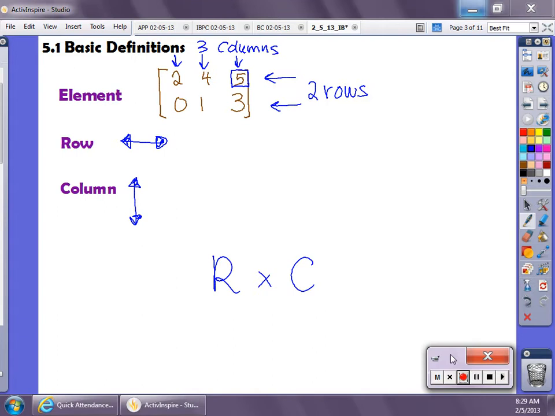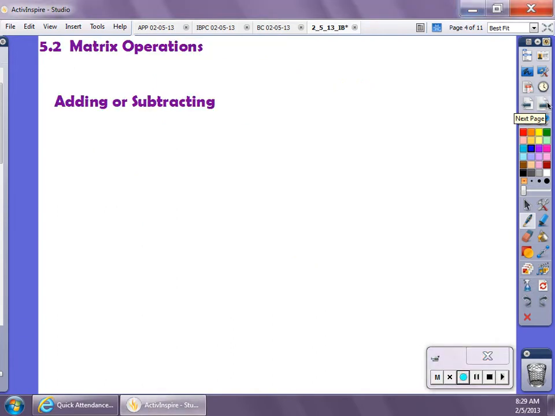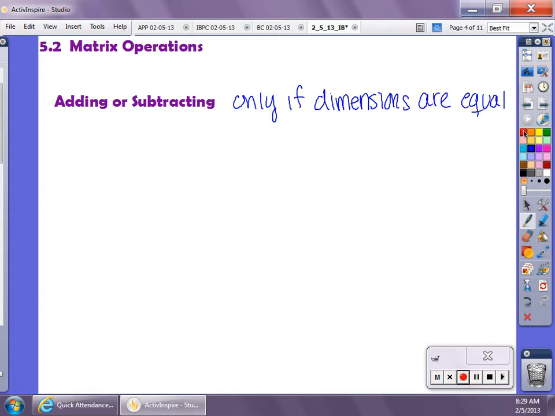And then from there, we'll do some basic adding and subtracting. Adding or subtracting, your order matters. You go exactly in the order that they ask you to. So, things to know. Adding or subtracting only if dimensions are equal. So, if I have a 2 by 3 like we had a second ago, a 2 by 3 matrix, I can add it to a 2 by 3 matrix. That's it. You can't add it to a 3 by 2.